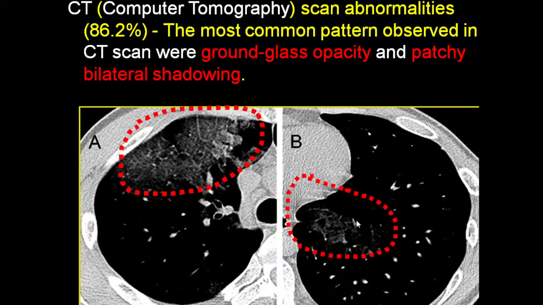Then here you can see the computer tomography scan. And here you can see abnormalities that occur in 86%. The most common patterns observed in the scan are ground glass opacity, this is it, and this ground glass opacity. Patchy bilateral shadowing. These are the shadows.